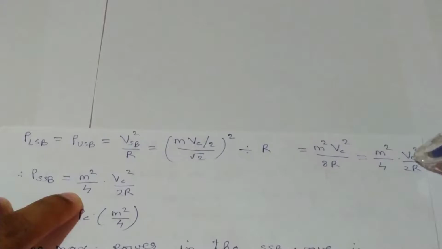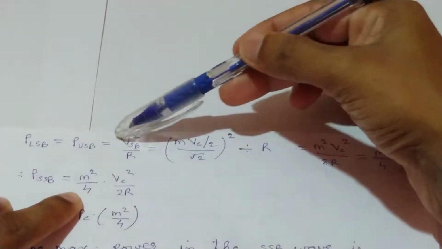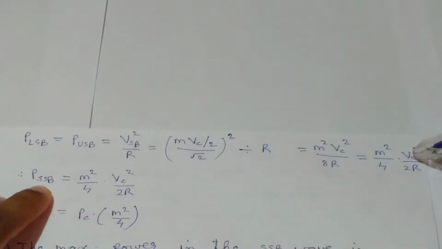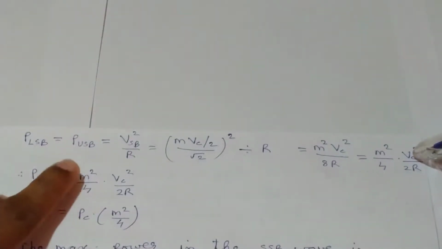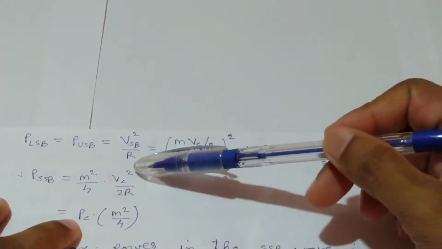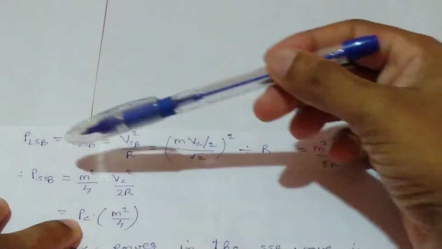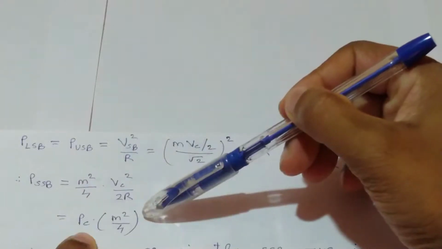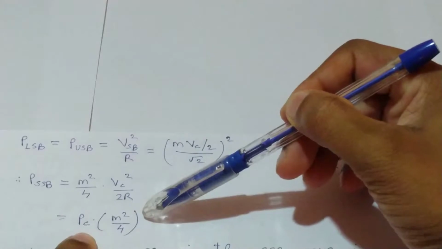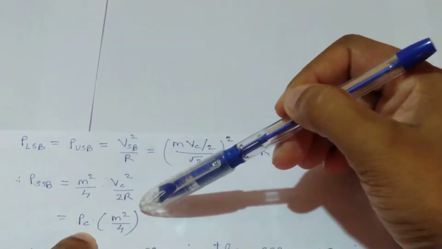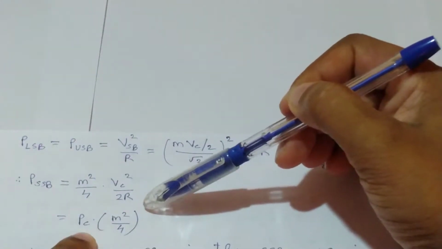So as we said earlier, the total power in the single sideband wave is equal to VLSB square divided by R, or VUSB square divided by R, and here we have derived that this is equal to this one, and hence the total power in the single sideband wave is equal to M square by 4 into VC square divided by 2R. And we know this VC square by 2R is PC, hence we will get PSSB is equal to PC into M square by 4. This equation relates the total power in the single sideband modulated wave to the unmodulated carrier power. Then from this equation we can calculate the maximum power in the single sideband wave.